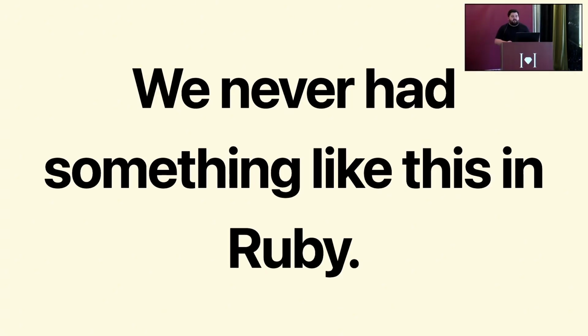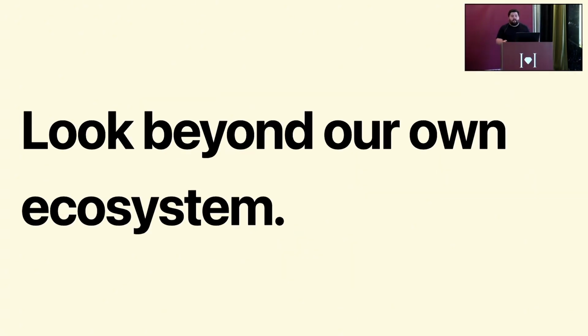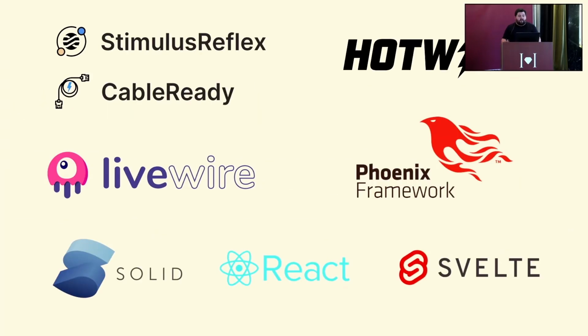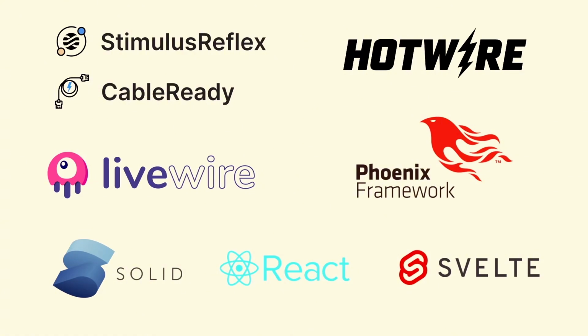So what I wanted to do is look beyond our own ecosystem. I wanted to see what others are doing well, understand why it works for them, and then bring it back the Ruby way. So I looked at existing tools that we had in Rubyland, which is also Stimulus Reflex and Cable Ready, which are kind of the predecessor to Hotwire. We also had Livewire and Phoenix, as I mentioned, with LiveView, and then all these influences from the JavaScript ecosystem.